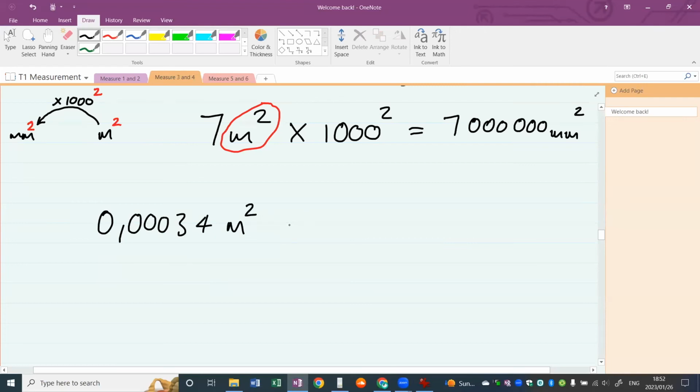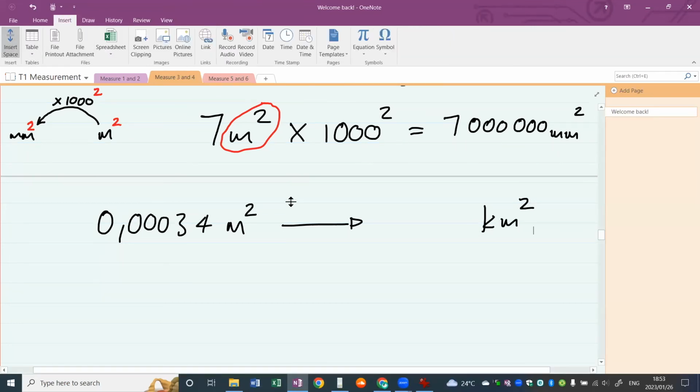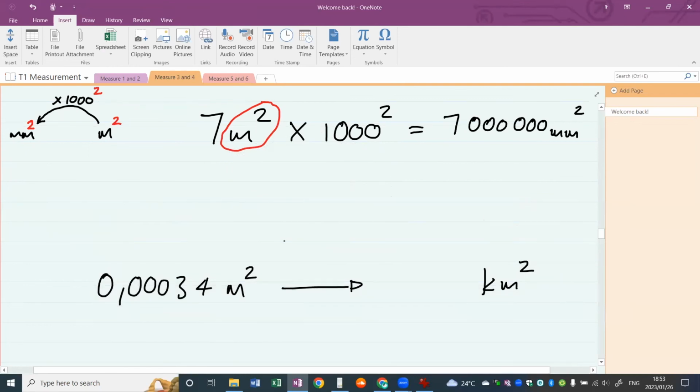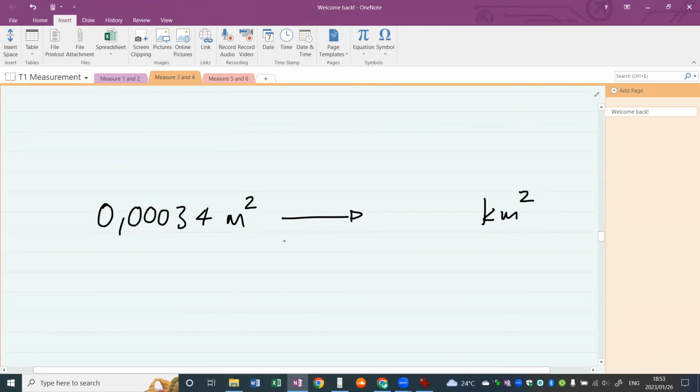I have 0.00034 square meters. Okay, the square is not on the number, the square is on the meters. And I want this to change to kilometers squared. Ah, there's a challenge. I want you to convert 0.00034 square meters to square kilometers. I want to see if you can do that. All right, there's the question. I want 0.00034 square meters in kilometers squared, please.